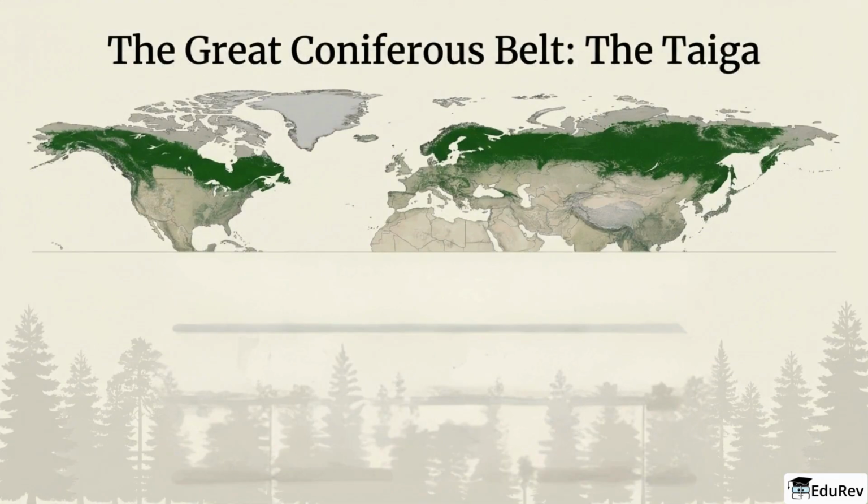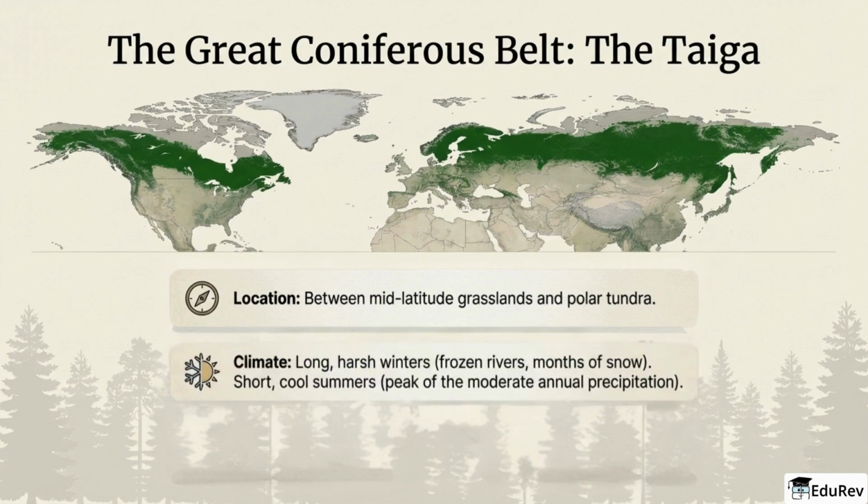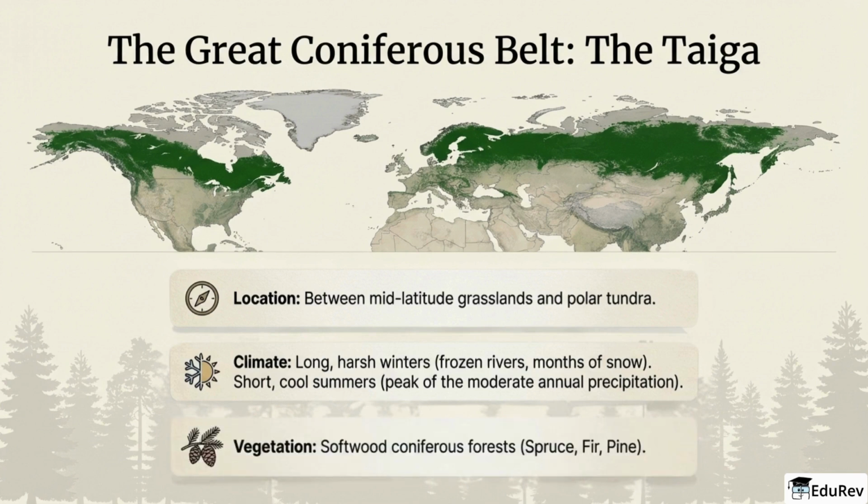Now comes the great coniferous belt, the taiga. This lies between the mid-latitude grasslands and the polar tundra. Its climate is severe. Winters are long, harsh, and snowbound. Rivers freeze. Snow can remain for months. Summers are short and cool, and that short summer is also when the region gets the peak of its moderate annual precipitation.